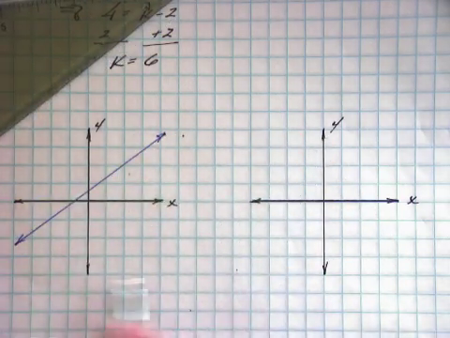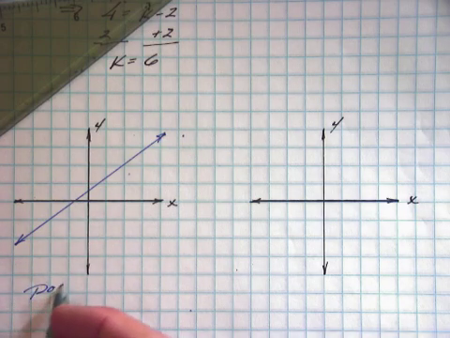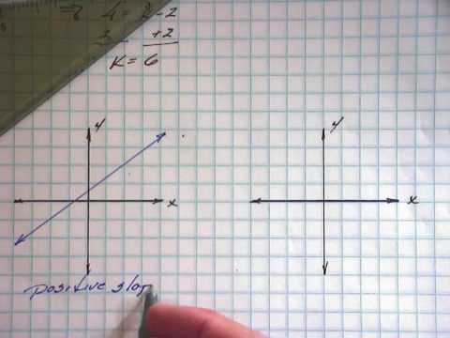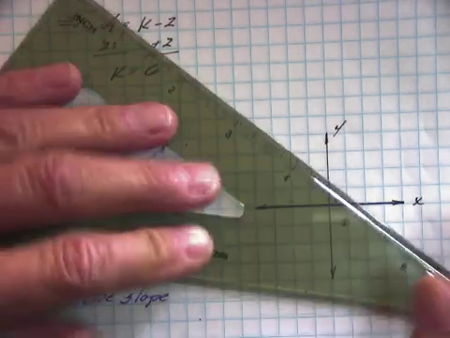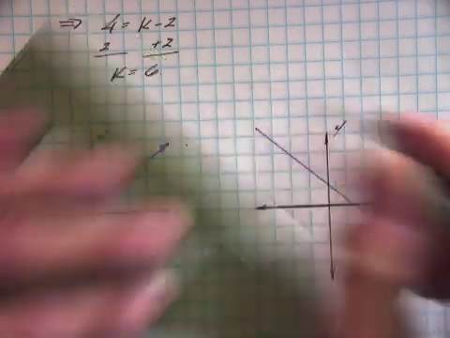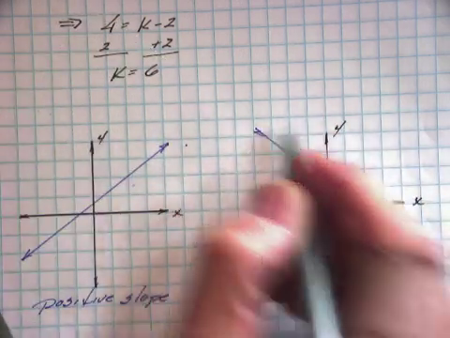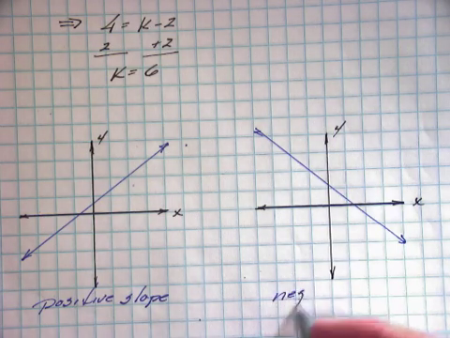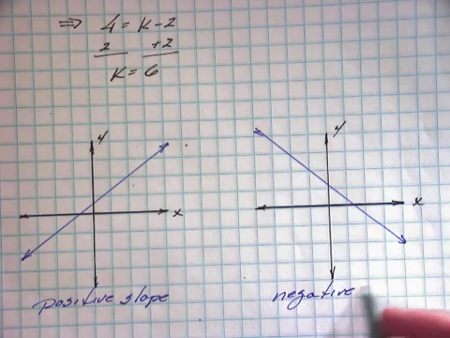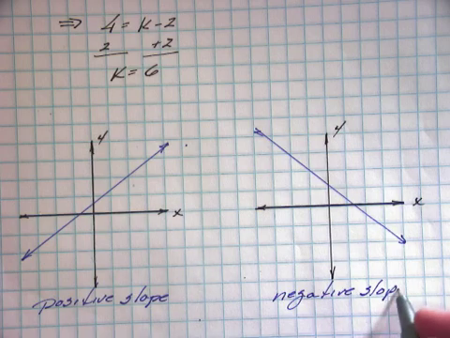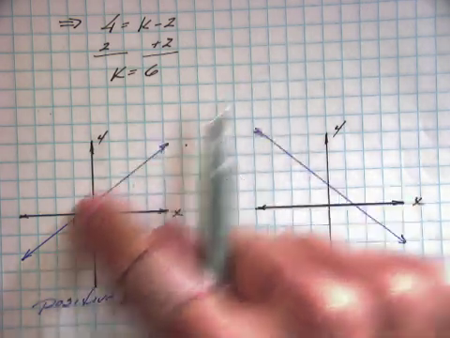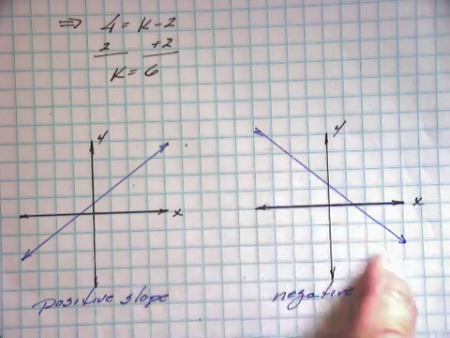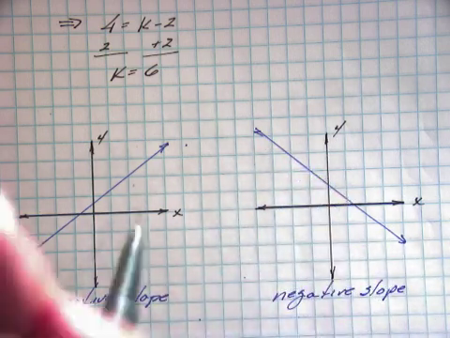lines come in a couple different ways. One is with a positive slope. Now, a line that looks like this, where it goes from lower left to upper right, that's what we call a positive slope. And then a negative slope looks like this, where it goes from upper left to lower right. This is a negative slope.